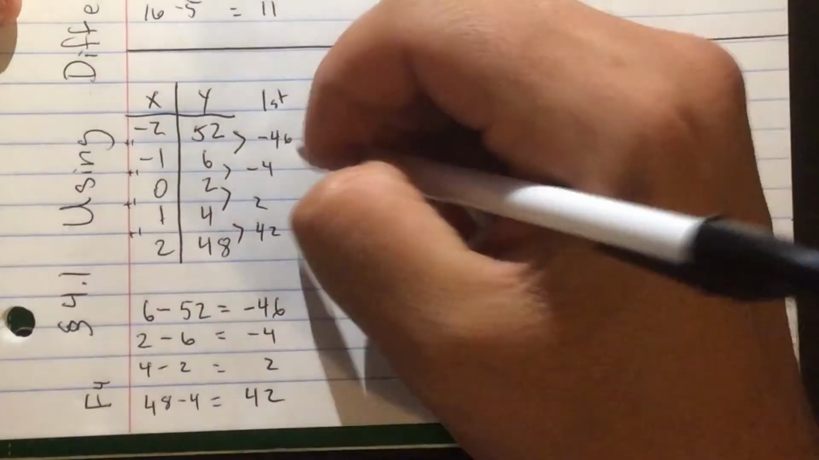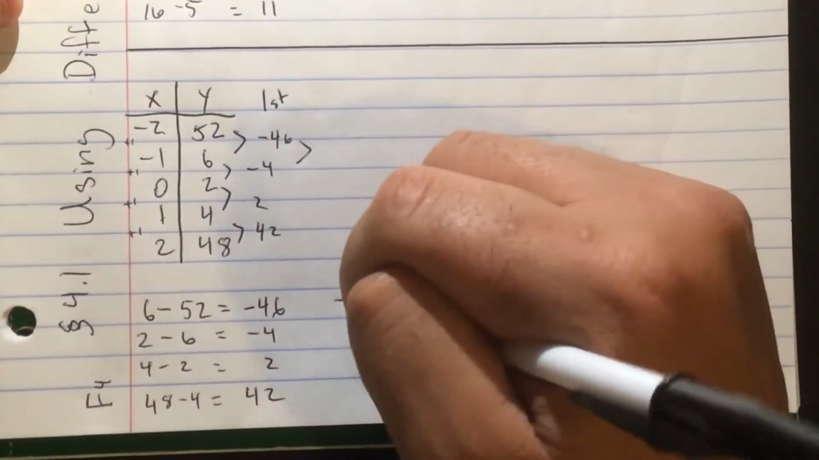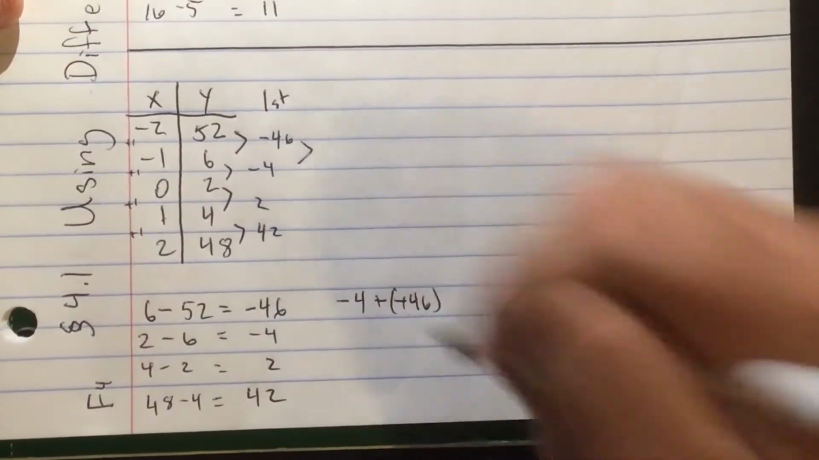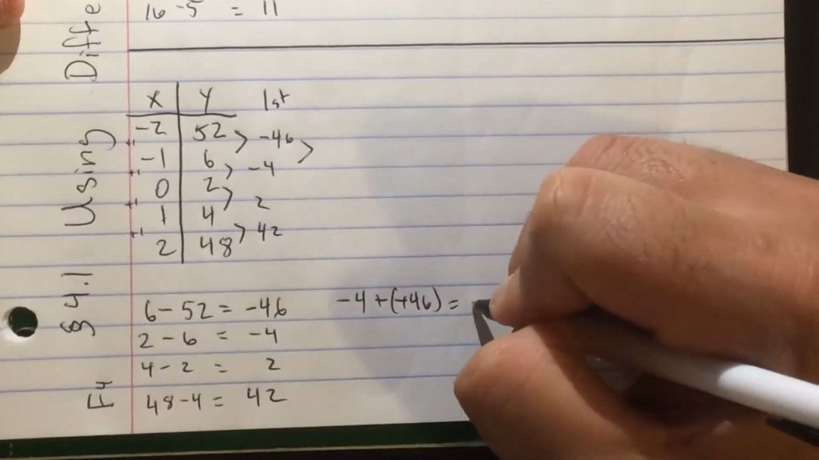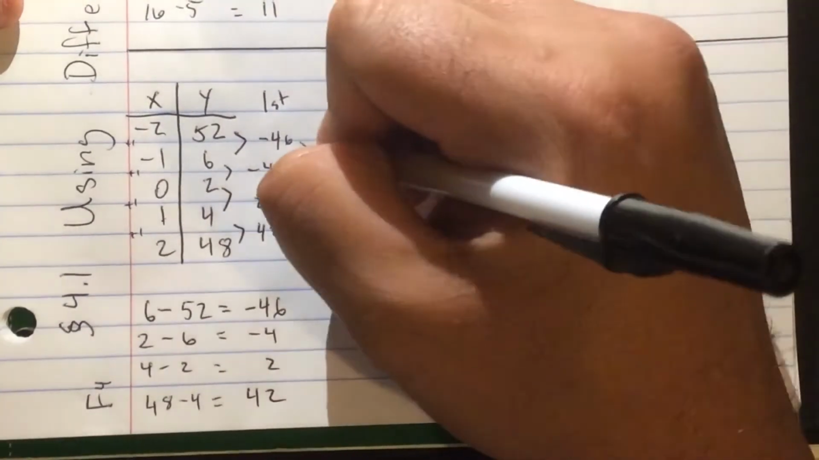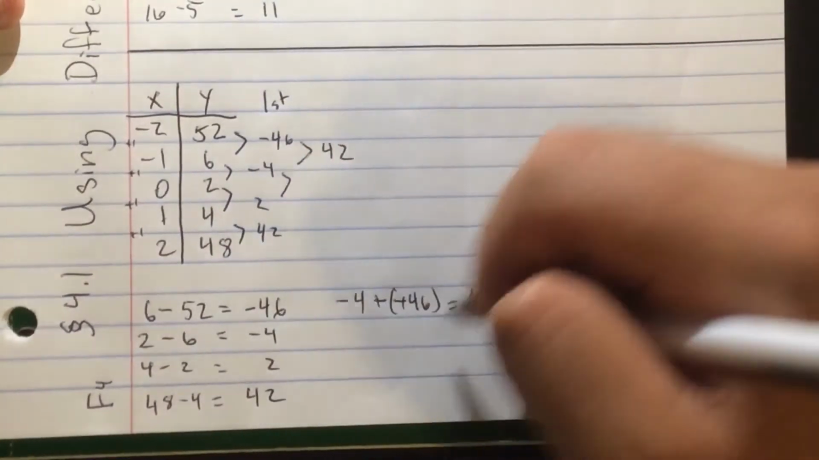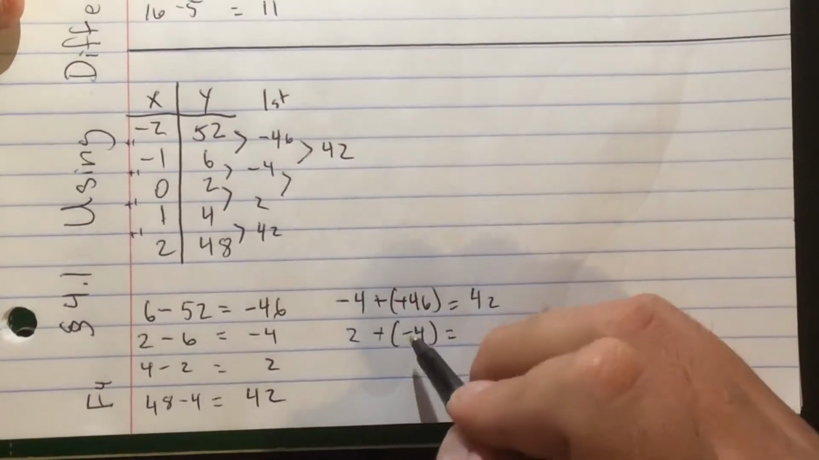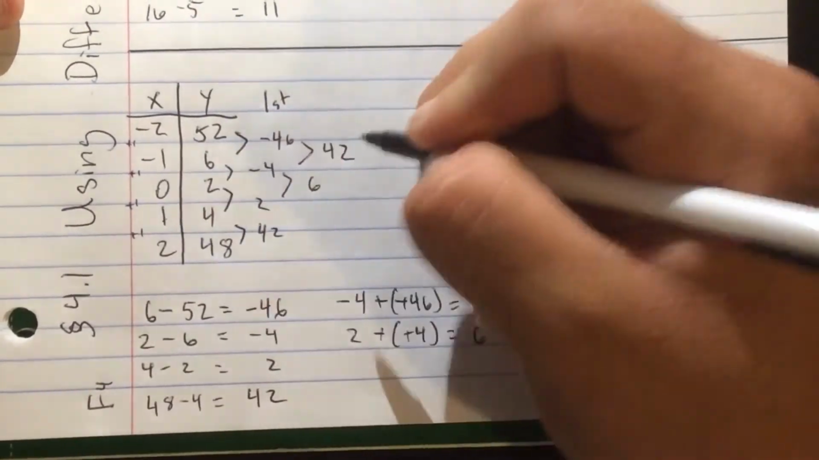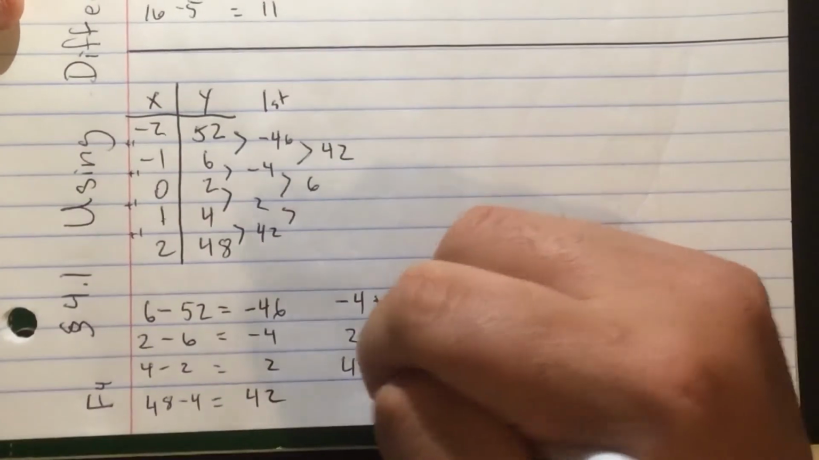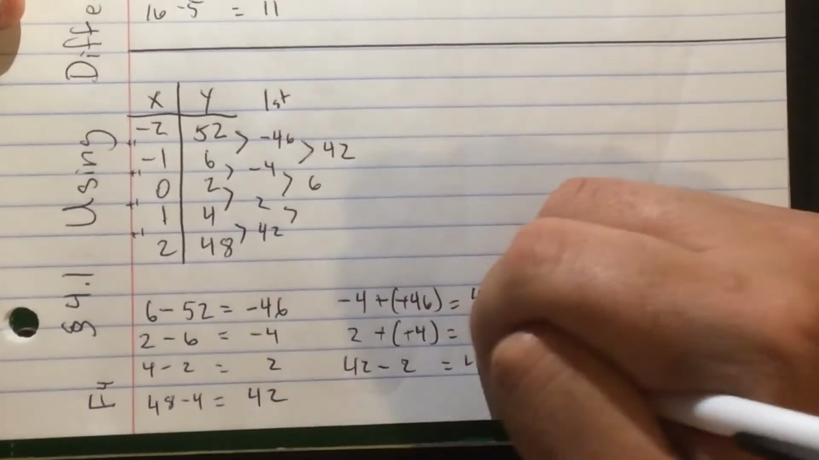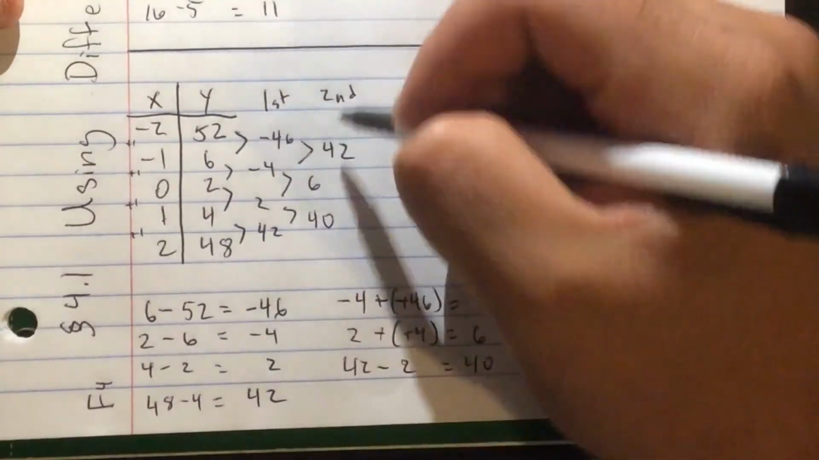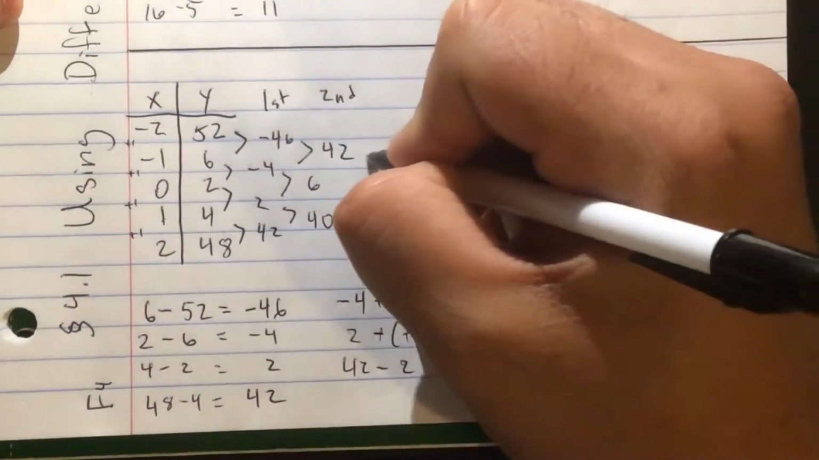All right, we're going to go ahead and go again. We have a -4 minus a -46, making this positive 46. This would be equal to a positive 42. We have a 2 minus a -4 would be equal to positive 6. We have a 42 minus 2, and this would end up being 40. This is our second difference. Once again, these numbers are not the same, so we got to keep going.